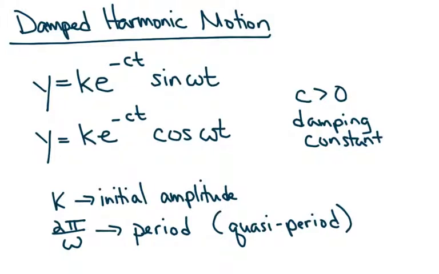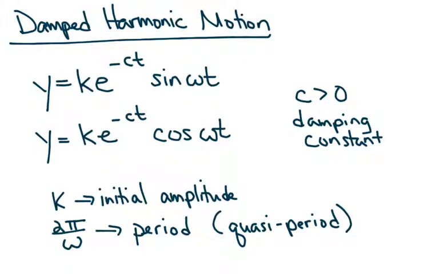The equations are y equals k e raised to the negative ct sine of omega t, or same with cosine. c is called the dampening constant. It's greater than 0. k is going to be the initial amplitude of the motion. Remember, we call this damped harmonic motion because the amplitude is going to decrease over time. And 2 pi over omega is our period.